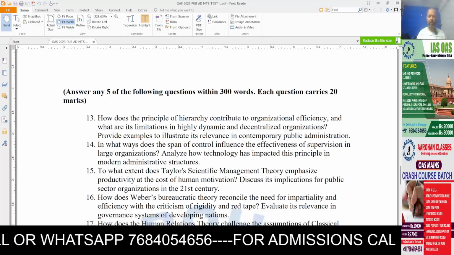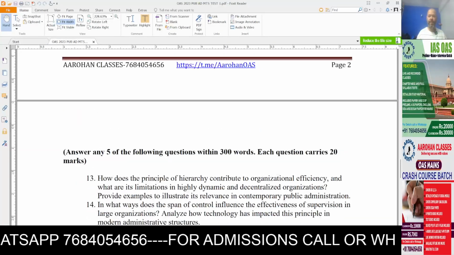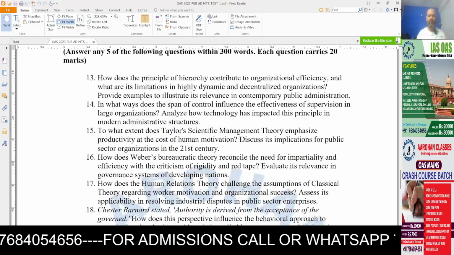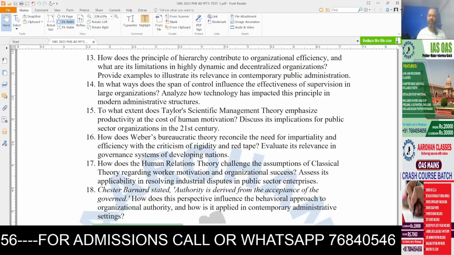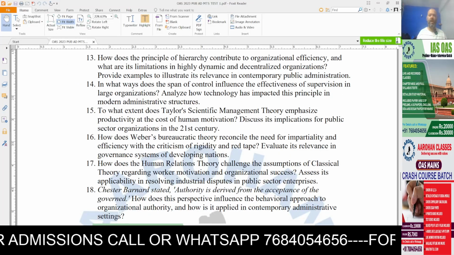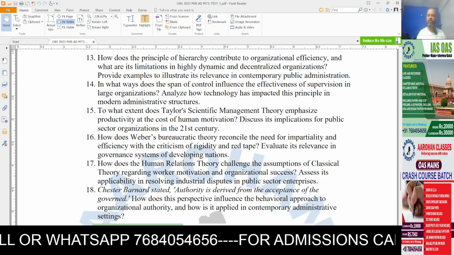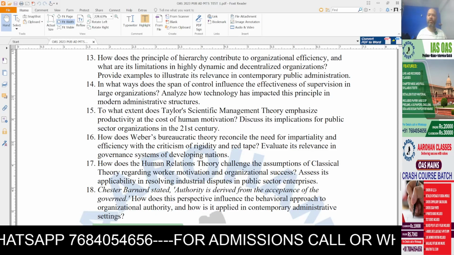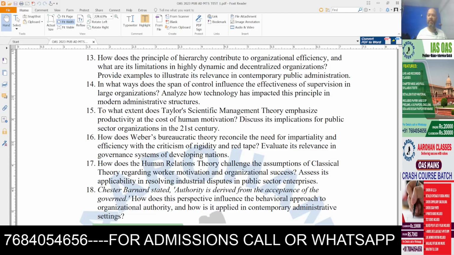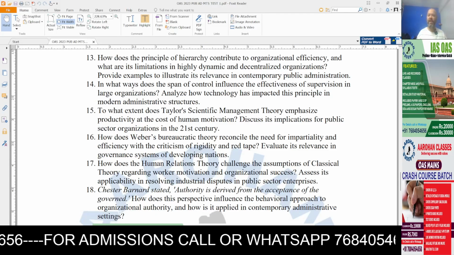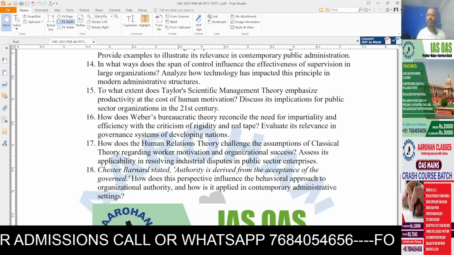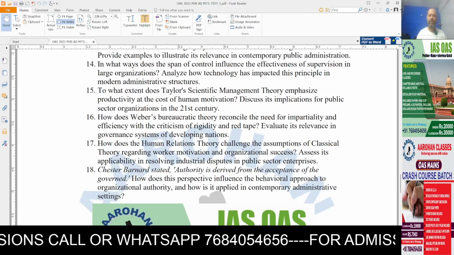Okay. Now, section B. There are 6 questions, any 5 you have to answer. Question 13. How does the principle of hierarchy contribute to organizational efficiency, and what are its limitations in highly dynamic and decentralized organizations? Provide examples to illustrate its relevance in contemporary public administration.